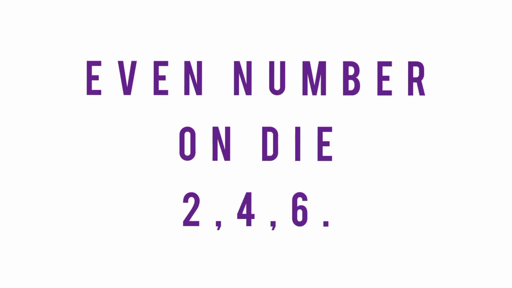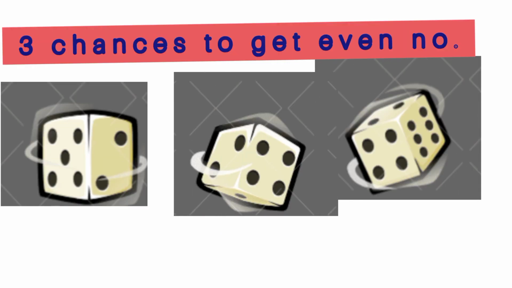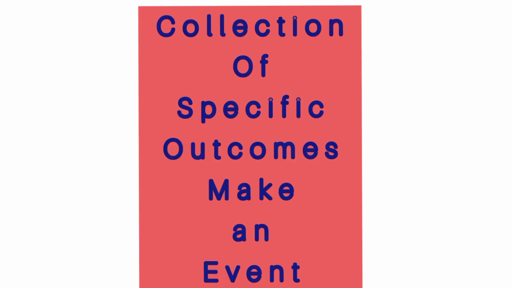So next we can see that to get an even number, the possible outcomes out of 6 outcomes are 2, 4, 6. That is 3. Okay. Thus each specific outcome or the collection of specific outcomes makes an event.